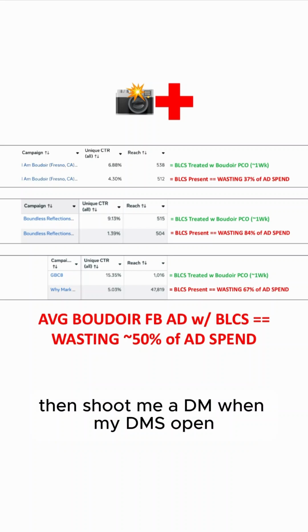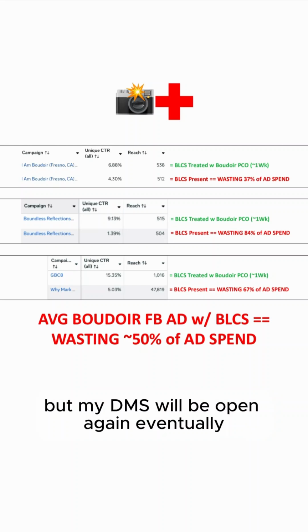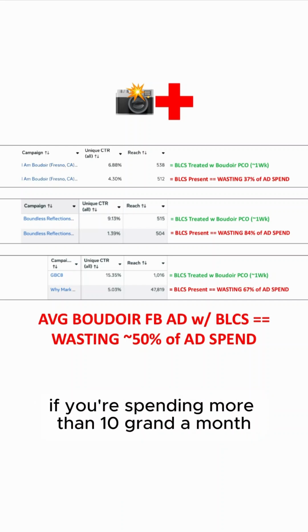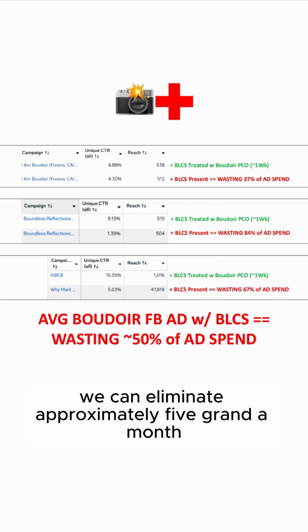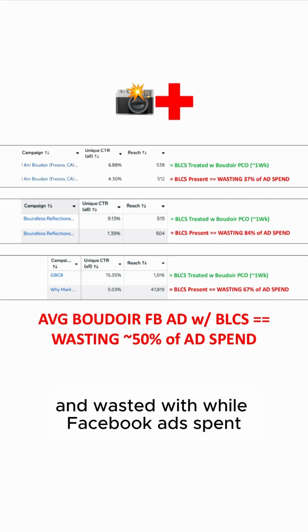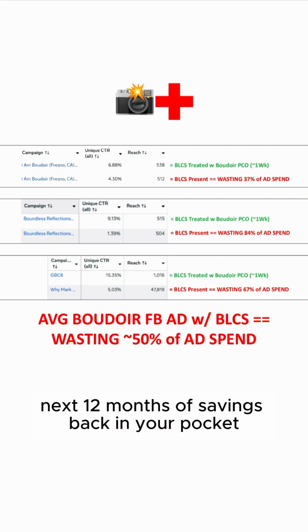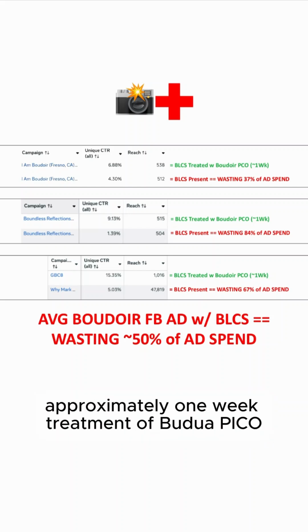Then shoot me a DM when my DMs open, when I open for a new patient intake. My DMs are closed right now, but my DMs will be open again eventually. And on average, if you're spending more than 10 grand a month, we can eliminate approximately 5 grand a month in wasted boudoir Facebook ad spend. That'd be approximately 60 grand a year, in the next 12 months of savings back in your pocket for simply approximately 1 week of treatment of Boudoir Pico.